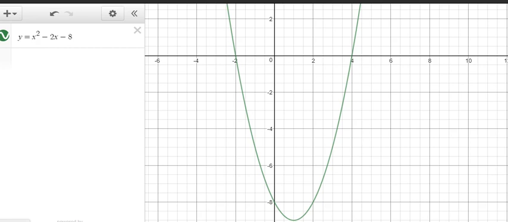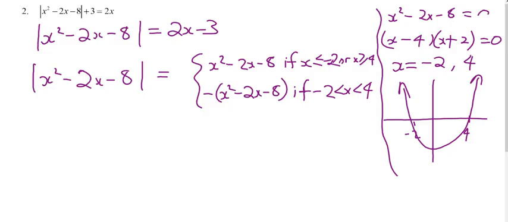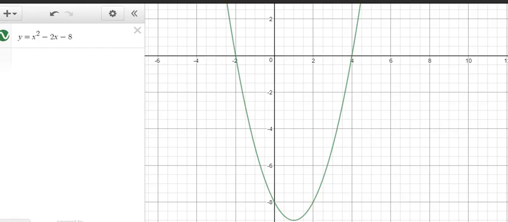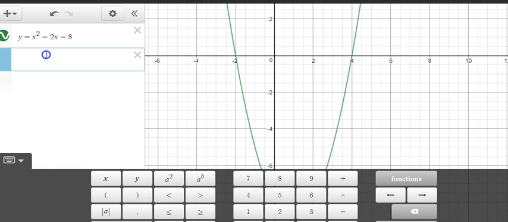Okay, there's the graph of x squared minus 2x minus 8, right? There's the -2, there's the 4. It's positive up here and here, it's negative down here. We want, what did we want this to be equal to? We want this to be equal to 2x minus 3. Let's go back here. So what if we do y equals 2x minus 3?